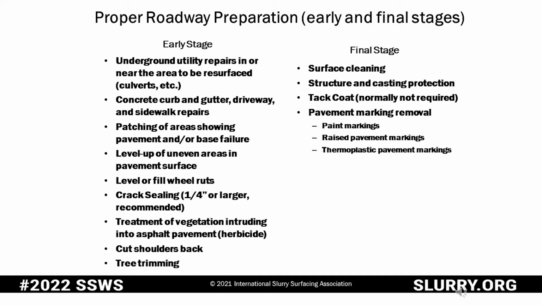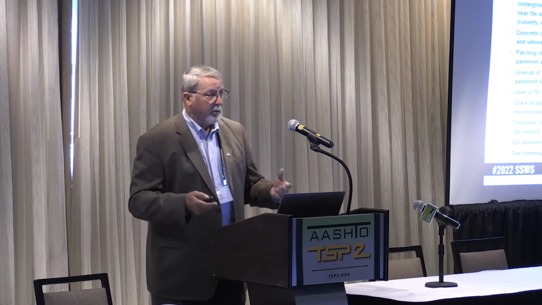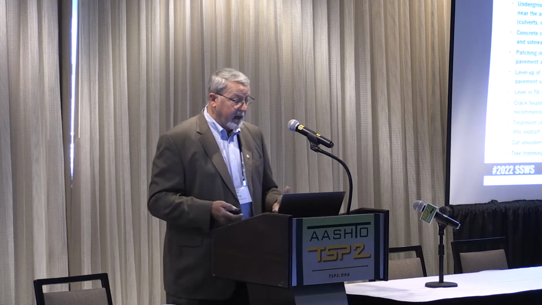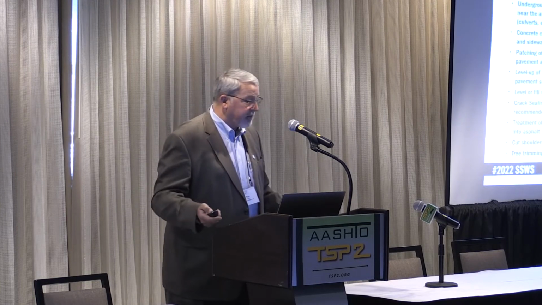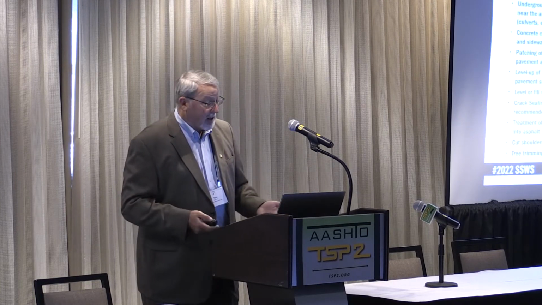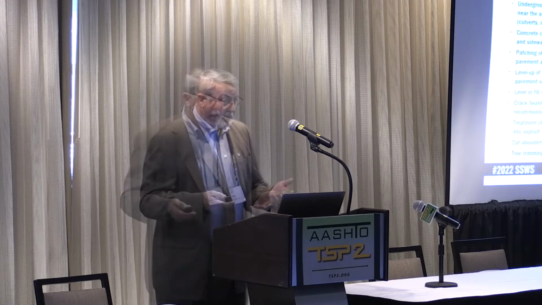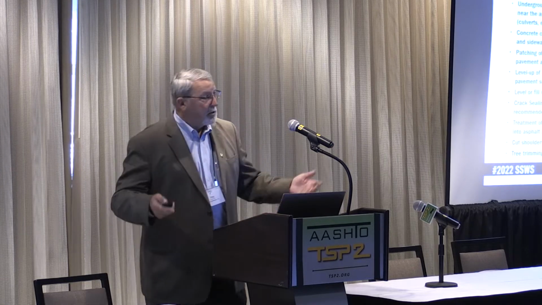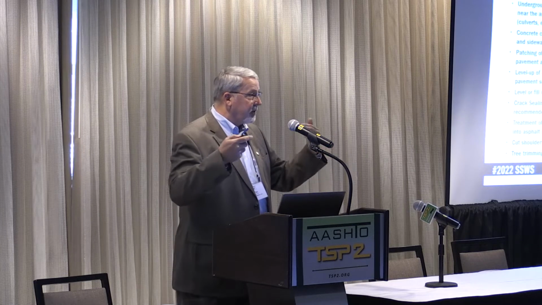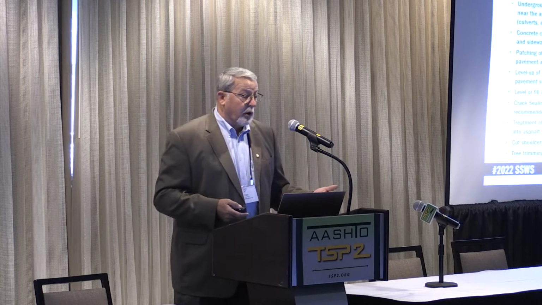Treatment of vegetation intruding into the asphalt. I don't know if that's a huge problem here, but in the South, Bermuda grass just destroys the edges of the pavement as it grows through it. It literally will crumble that pavement to pieces if you don't keep it treated. Need to cut those shoulders back, get the water off the pavement, and another little old thing, tree trimming. These microsurfacing pavers are big, they're cumbersome, and they have to have access to the pavement. So if you're doing municipalities or county roads with canopies and things of that nature on them, make sure that you've got enough clearance so these vehicles can get in and do the work. So that's some of the early stage stuff.